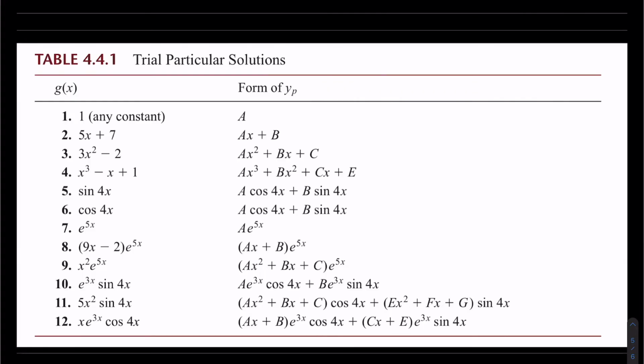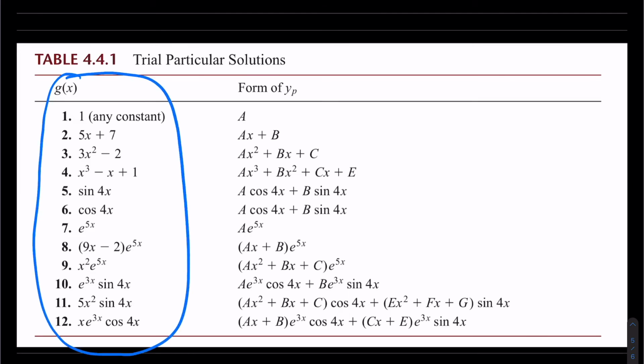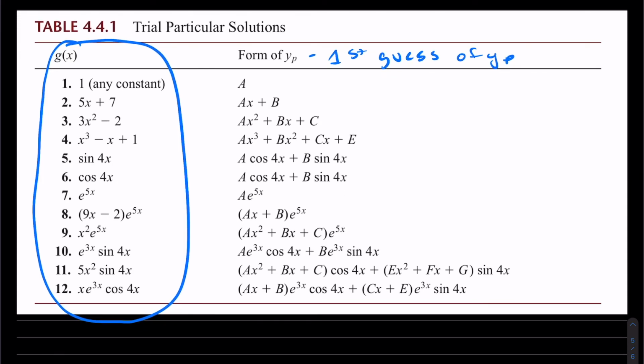So here's a table. On the left are our g of x's. On the right is our first guess of our YP. Then the process would be: you find your homogeneous solution, compare it, and make it independent of your homogeneous solution. So you have two steps to find YP. As I've told you already, if it's just a constant, use A. If it's linear, you have to use ax plus b. It could be x squared, and you would use ax squared plus bx plus c.